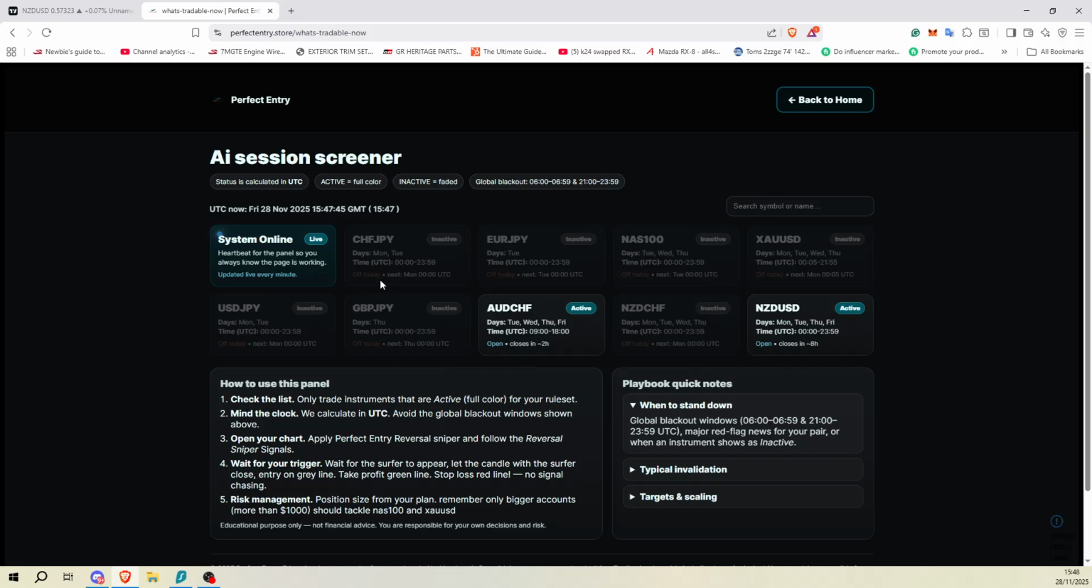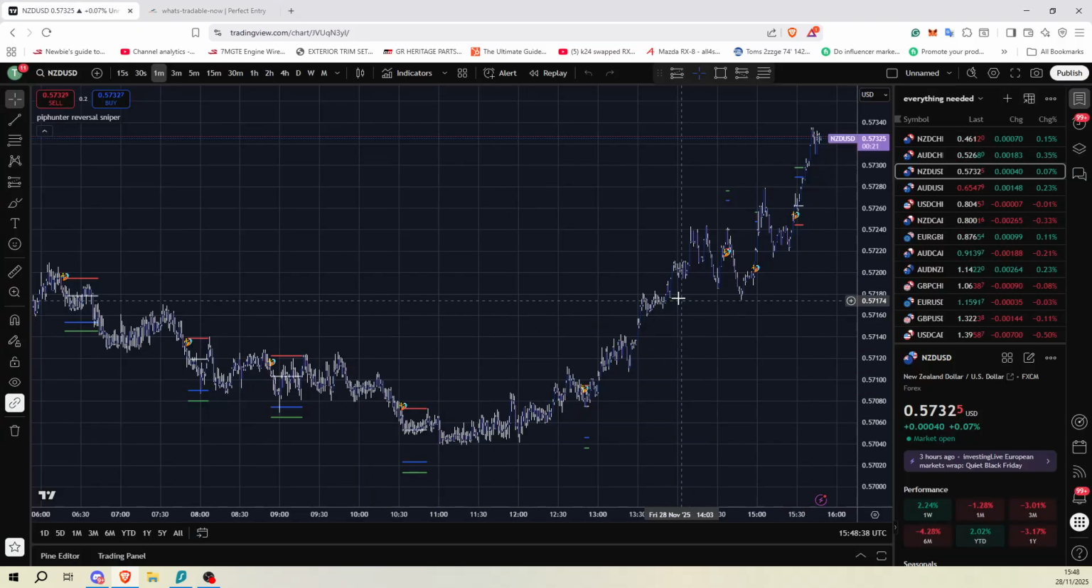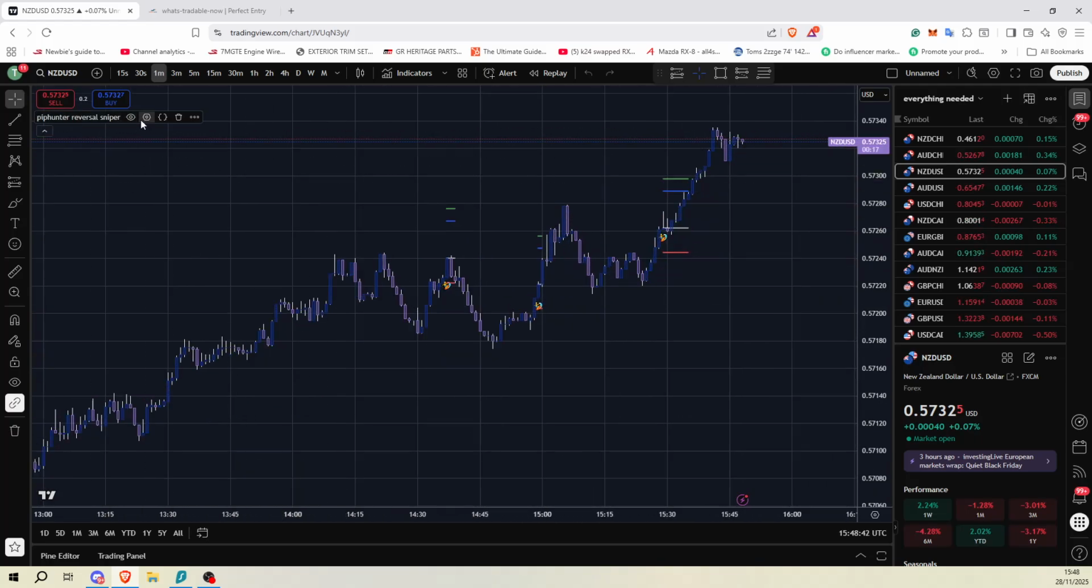How does it work? This picks up all of the information that we have gathered over months to give you the best pairs and the best times of day to trade them, and then all you have to do is wait until the active light is ready to go. Then you take this, you go to that pair, this is NZD USD, you add Pip Hunter Reversal Sniper to your chart.